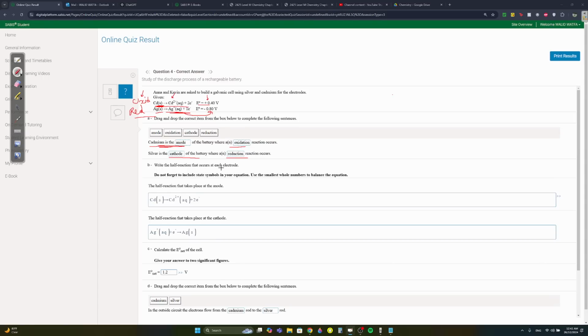Write the half reaction that occurs at each electrode. So they want the one that takes place at the anode. At the anode, it's always oxidization. How do you write oxidization? Actually, it's just given. You just write this. Obviously, don't write this. And then the half reaction that takes place at the cathode is this one. Oh, okay, no. At the cathode, sorry.